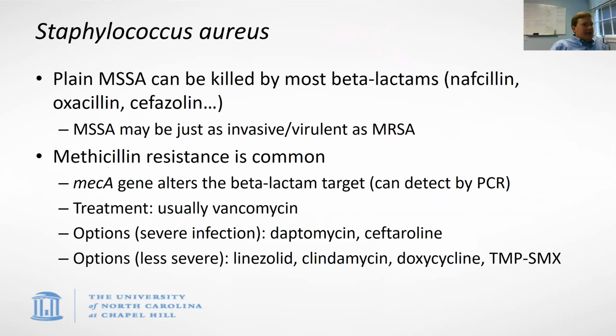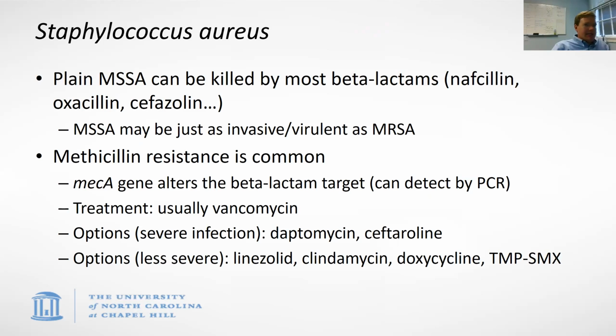How do we treat Staphylococcus aureus? So plain old MSSA is pretty easy to kill. Most beta-lactams, not plain penicillin, but nafcillin, oxacillin, cefazolin. There's plenty of options for it. There's plenty of oral options like cephalexin. We talk about MRSA like it's this big bad thing, but MSSA can be just as virulent and can cause just as severe infections as MRSA. So I don't think of MRSA anymore as causing worse infections. It's just more difficult to manage.